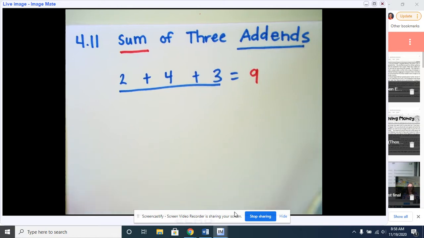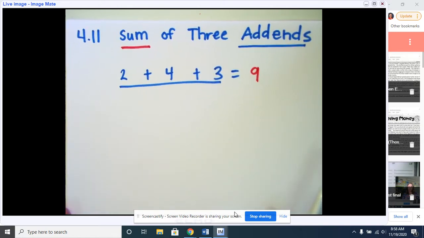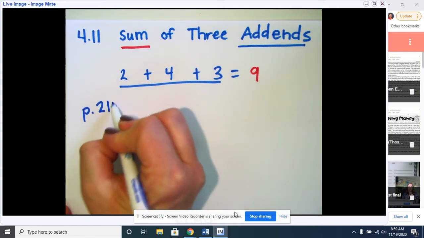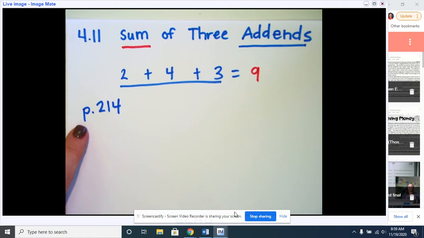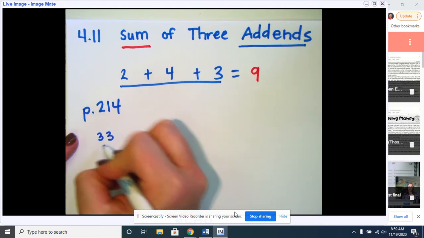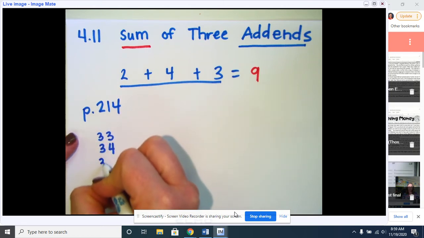All right, let's look in our big Go Math book, and I want you to look at page 214. So if you need to pause and go get page 214, you can. Number 1 is the first one we're going to work on: 33 plus 34 plus 32.